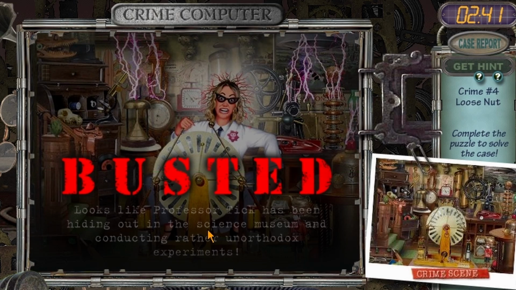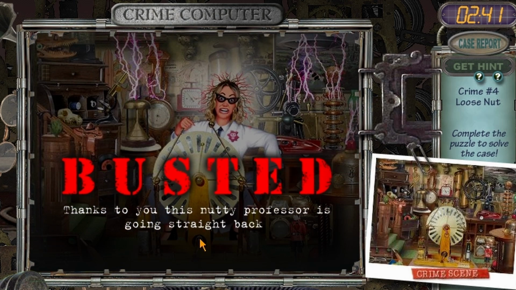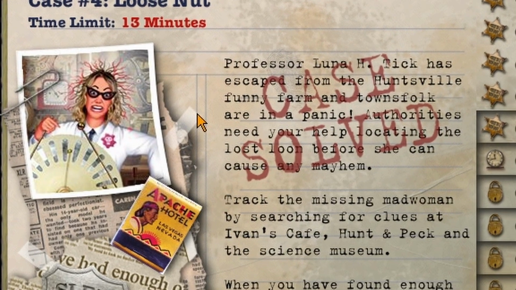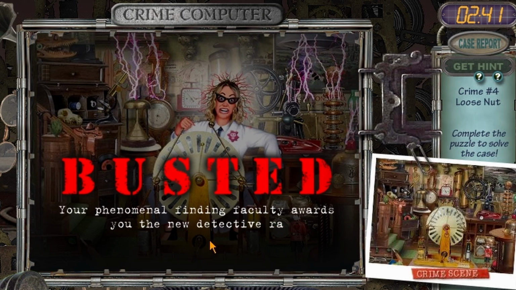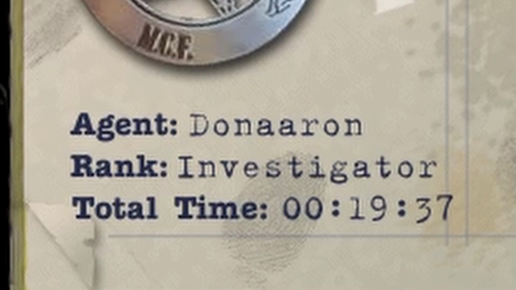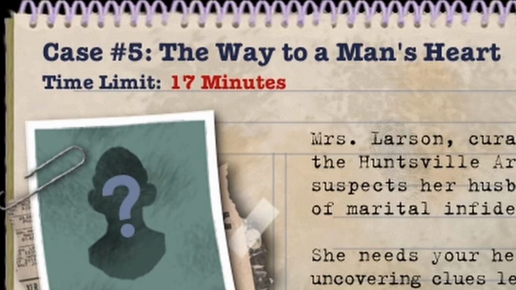The protagonist found her hiding in the Science Museum, conducting an unorthodox experiment, specifically with the Wimhurst machine. The pink skull emblem is pinned on the left chest of her uniform. The protagonist received the ranking of an investigator after finding this mad professor. The fifth case with the rank of an investigator is called The Way to the Man's Heart.